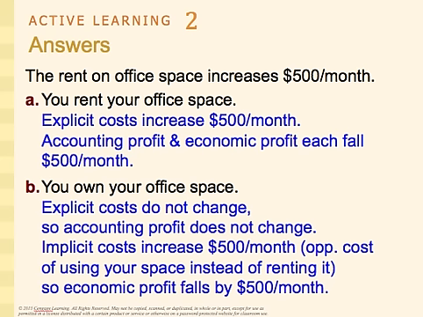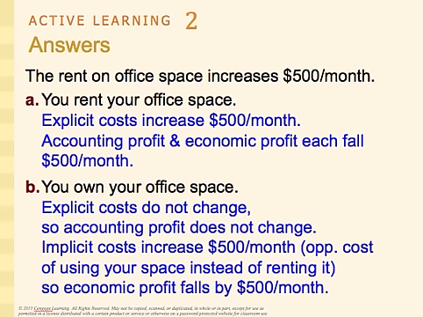The rent on an office increases by $500 a month. You rent your office space, so explicit costs, those accounting costs, increase by $500 a month. That's pretty straightforward. Accounting profit and economic profit each fall by $500 a month.